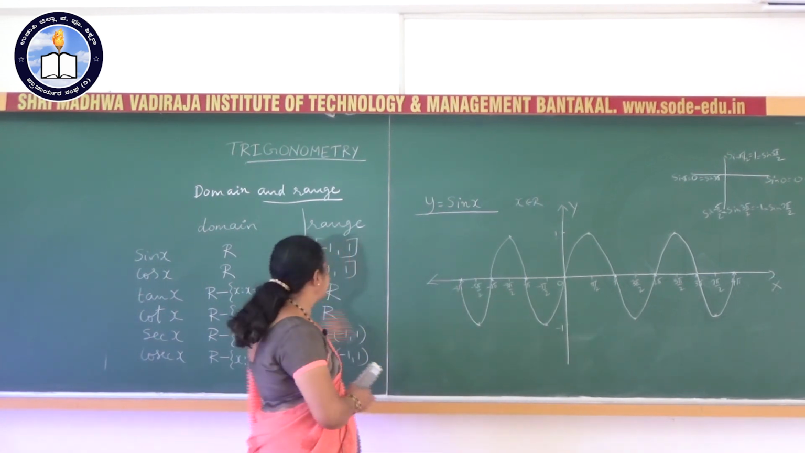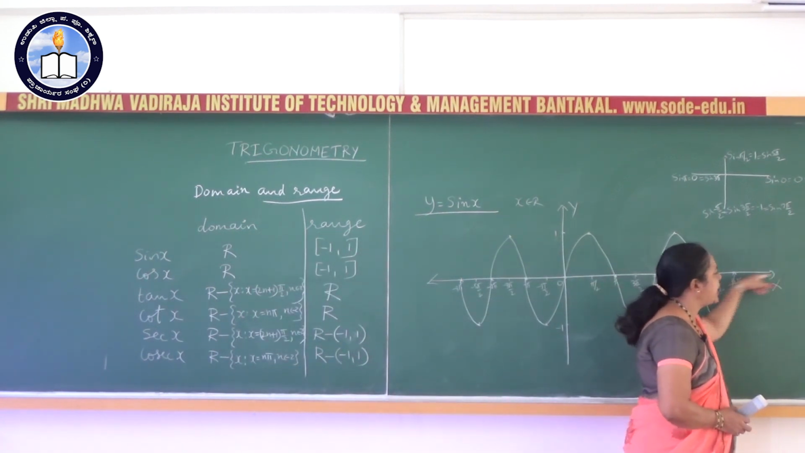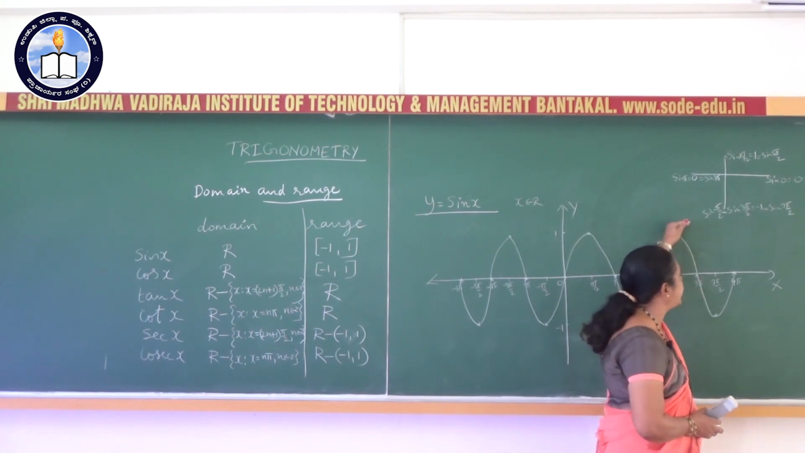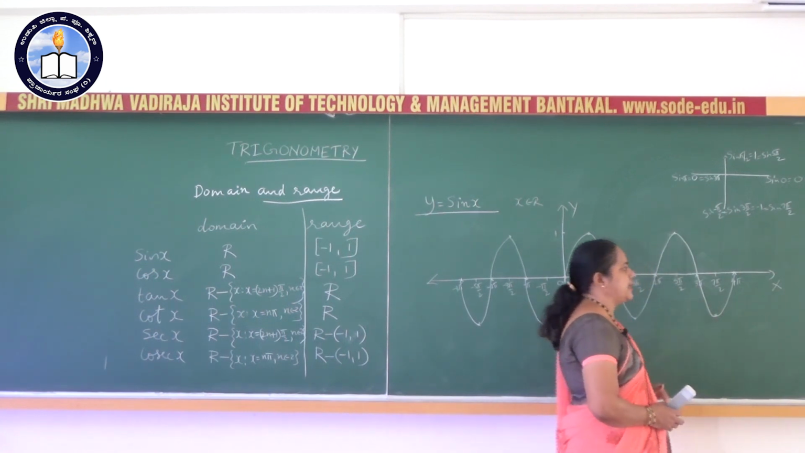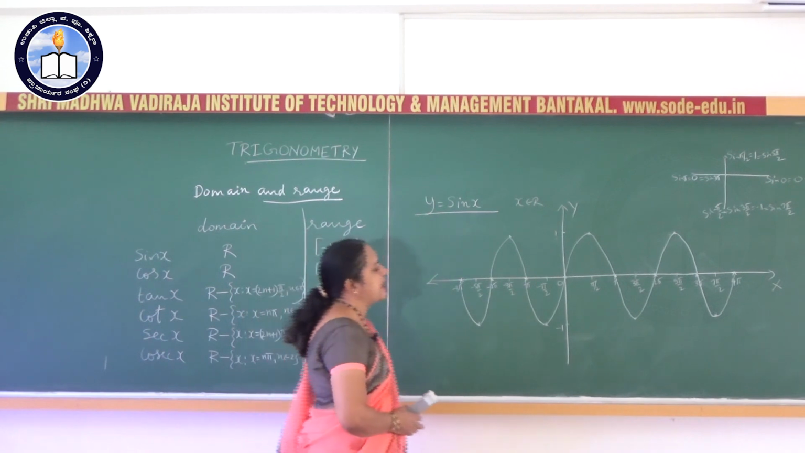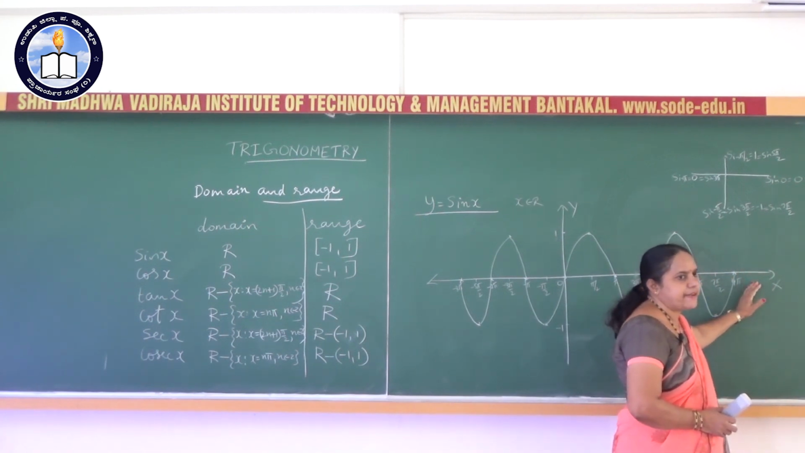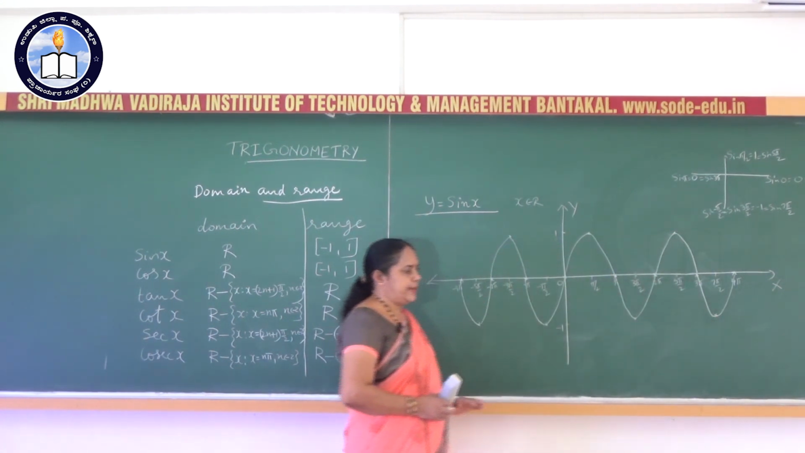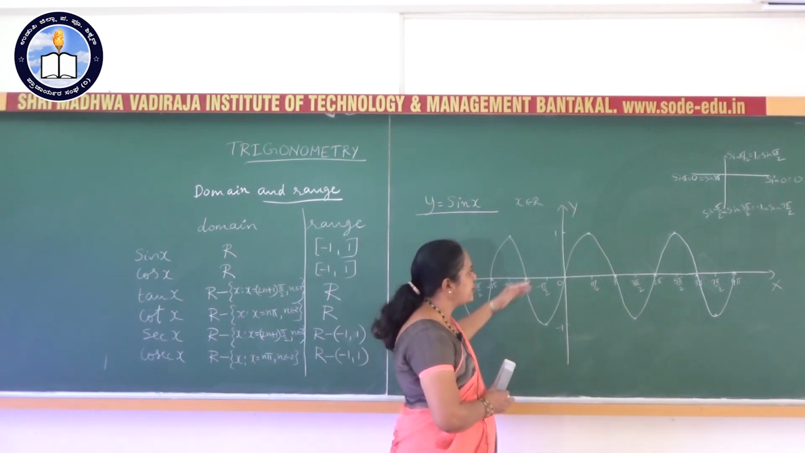From the graph, it's clear what the domain of sine x is. It is the set of all real numbers. We can take any real number, sine x is defined, and the value of sine x is always between 1 and minus 1. So the domain of sine x is R, the set of all real numbers, and the range of sine x is minus 1 to 1.